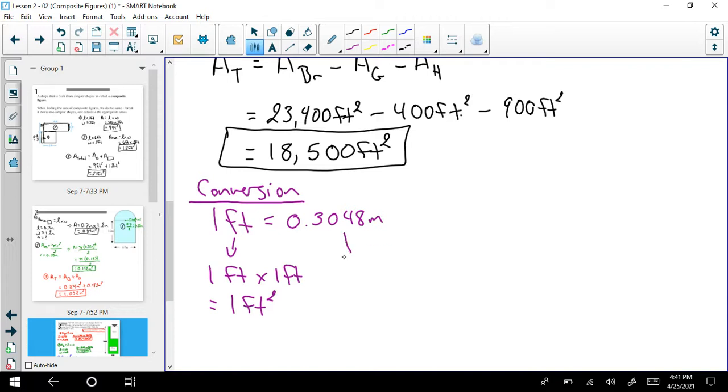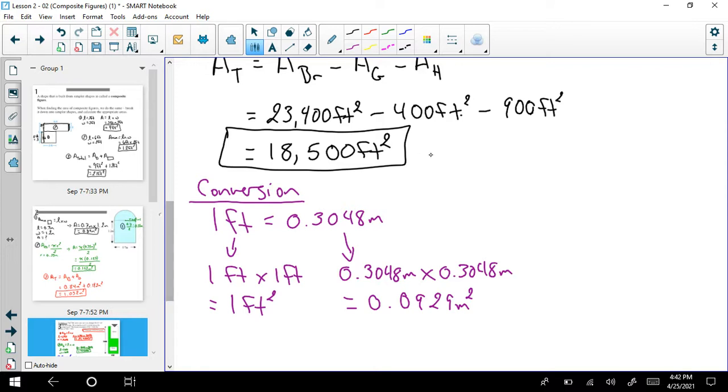So then what I need to do is multiply this by itself, right? So I have to go 0.3048 meters times 0.3048 meters, which gives me 0.0929 meters squared. I have this written down. So that's where that conversion came from.